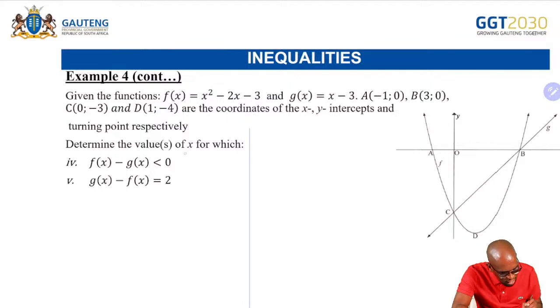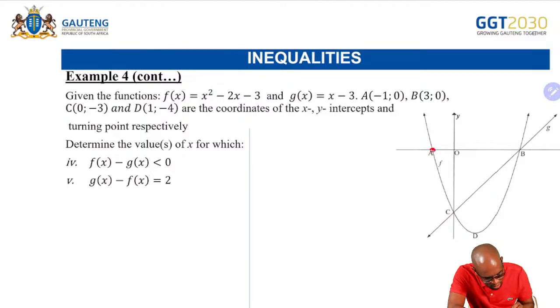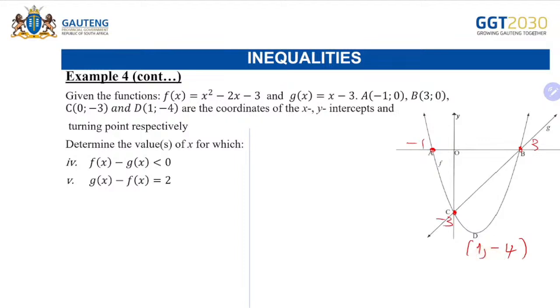Determine the values of x for which, obviously we are given these points here: -1, 3, 1 and -4, and this is -3. Now they are saying f of x minus g of x is less than 0. So here it's two functions. I said to you, you are going to transpose if it's like that. f of x less than what? g of x. So f is below g.